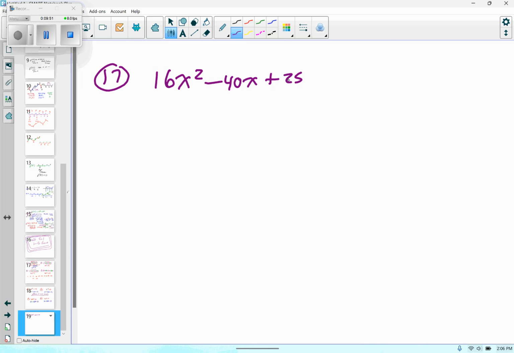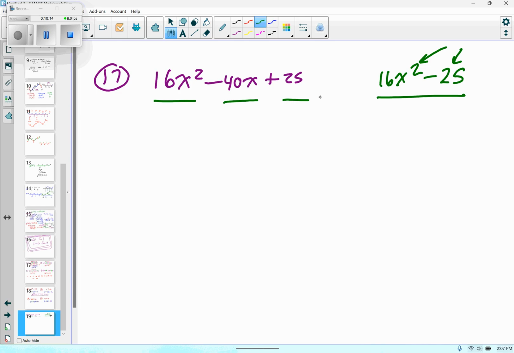So if I had this one, let me just show you. This is not part of the problem, just so we can visualize it. If I had this, that's the difference of two squares, right? Because I have two terms. I have this term and I have this term. But this one has three terms.